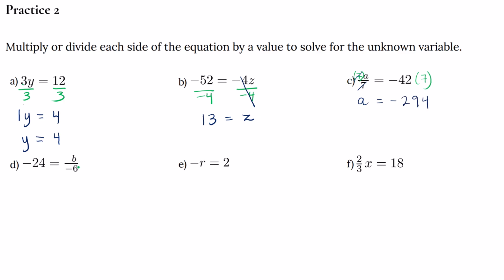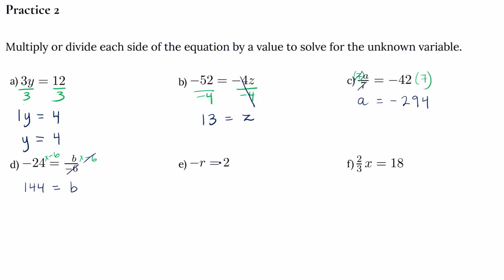For d, because b is divided by -6, we'll have to multiply both sides by -6 to get it by itself. So multiply by -6 on the left side as well as the right side. -6 times -24 comes out to +144. And on the right side, -6 divided by itself becomes 1 or cancels out, and all we have left on the right side is b. So b is equal to 144.